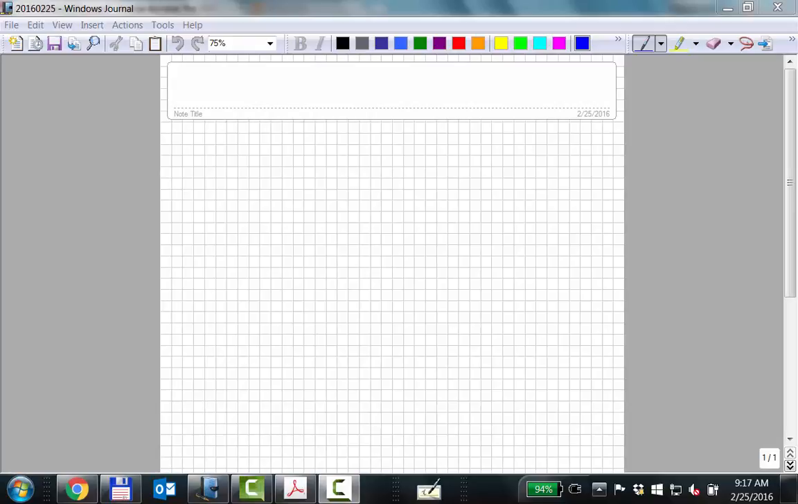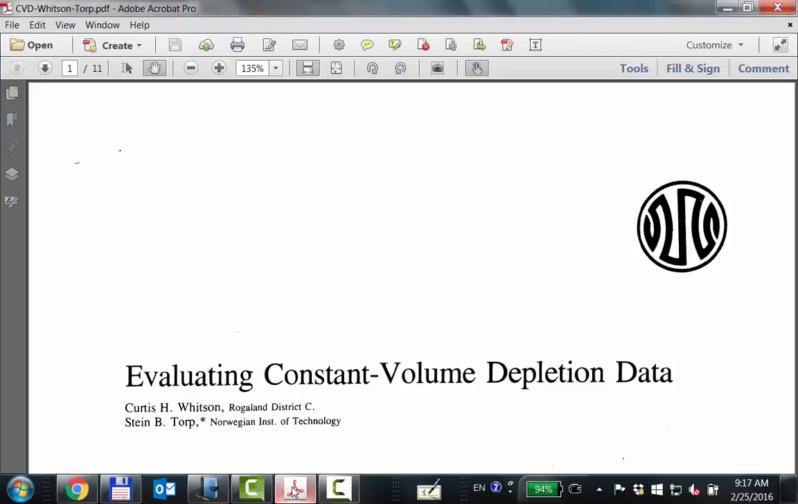And as part of today's lecture, which will talk about the constant volume depletion test, there's a paper by the same name, evaluating constant volume depletion data, and this is on the website.